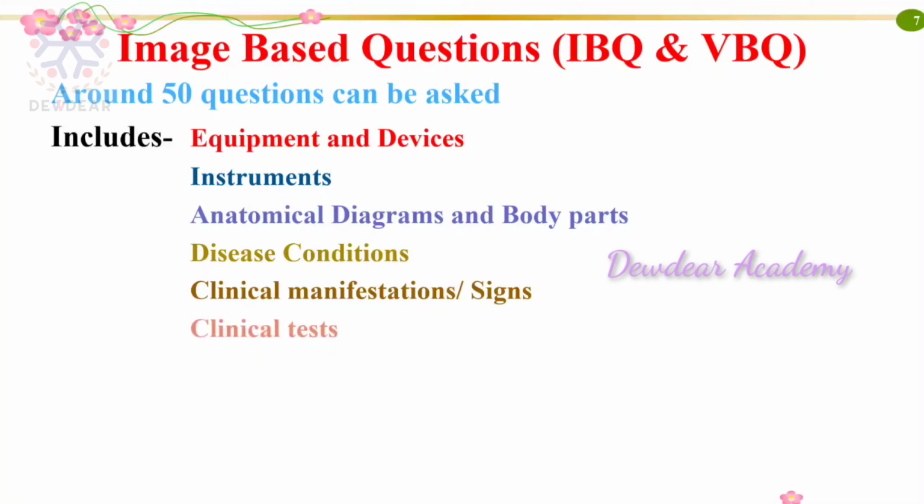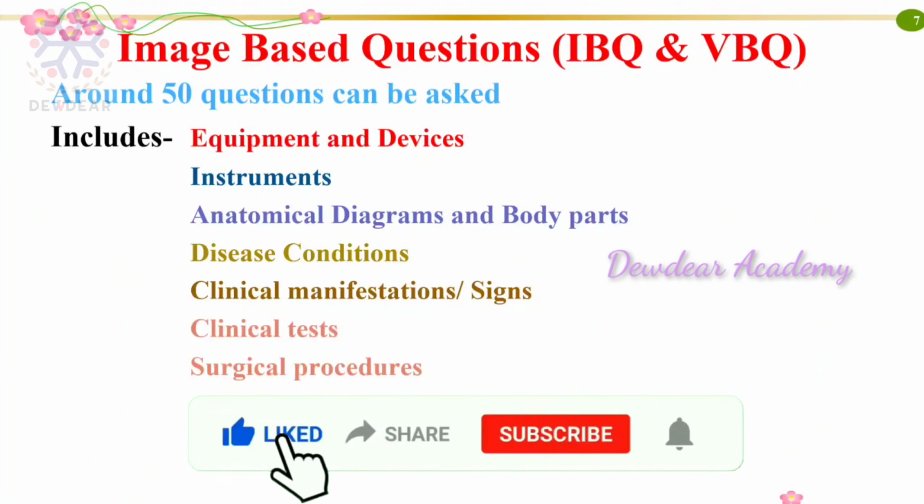So you have to identify it, or some of the positions for this will be asked. That is, different positions will be asked, and you have to identify what position this is. Then surgical procedures. Surgical procedures include the major or minor surgical procedures. Just examples for these procedures, surgical procedures include the Billroth procedure or Whipple's procedure.